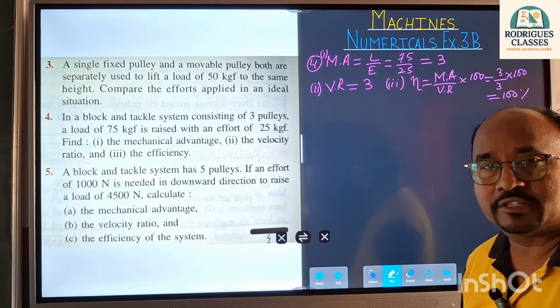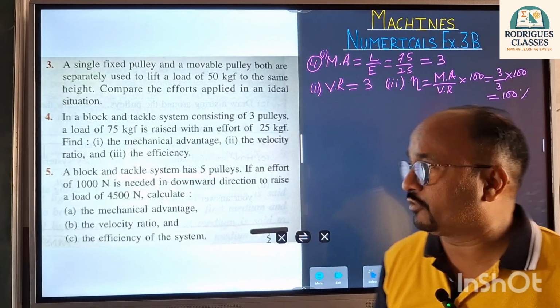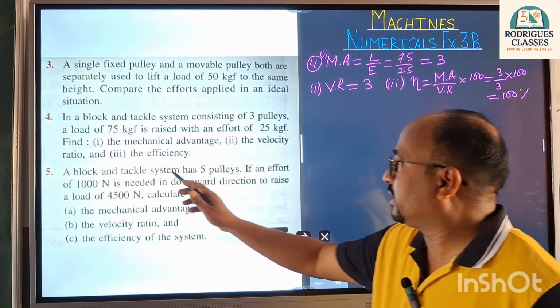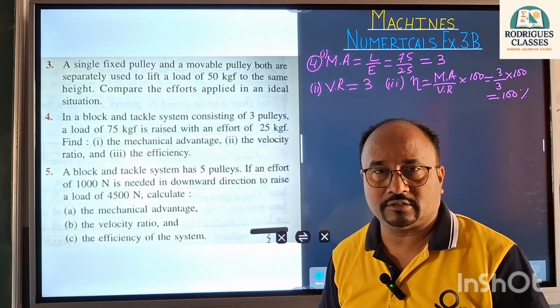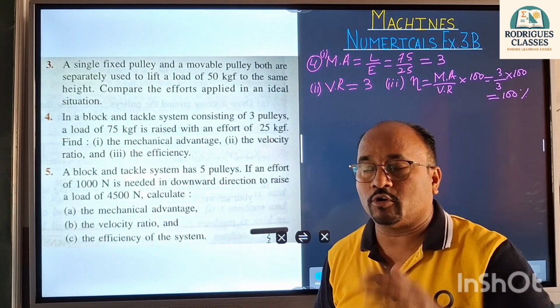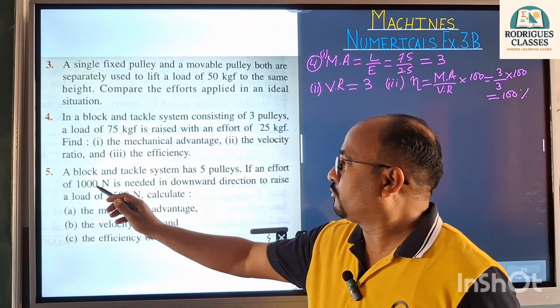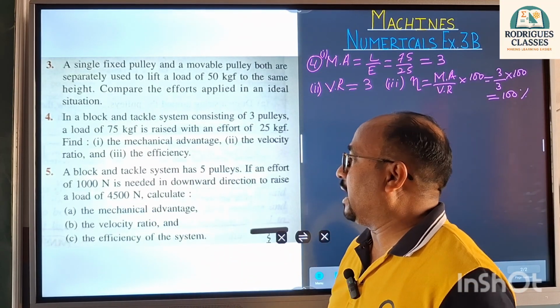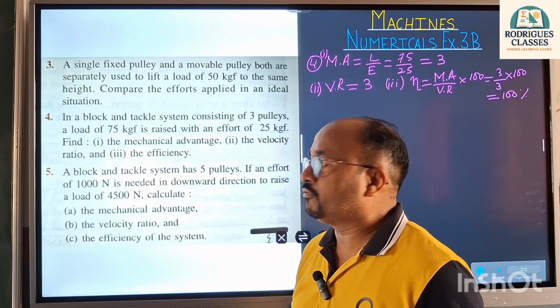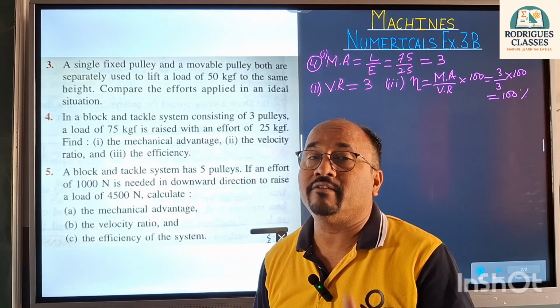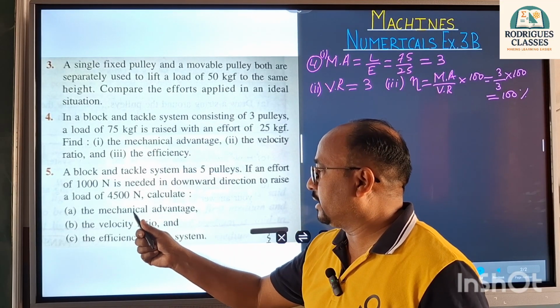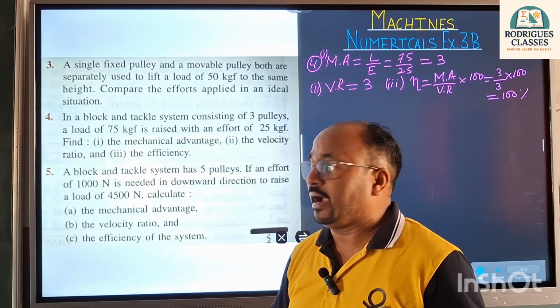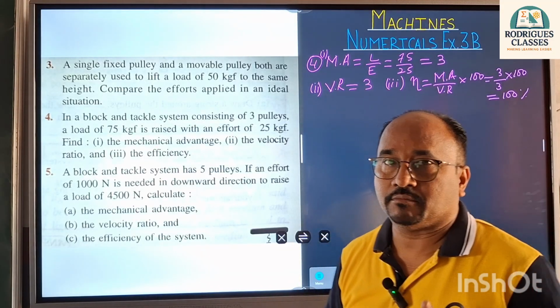Okay. Now very much similar sum is the next one, the 5th one. Let us see, a block and tackle system has 5 pulleys. So upper block 3, lower block 2. If an effort of 1000 Newton is needed in the downward direction to raise a load of 4500 Newton, calculate the mechanical advantage, velocity ratio and the efficiency of the system.